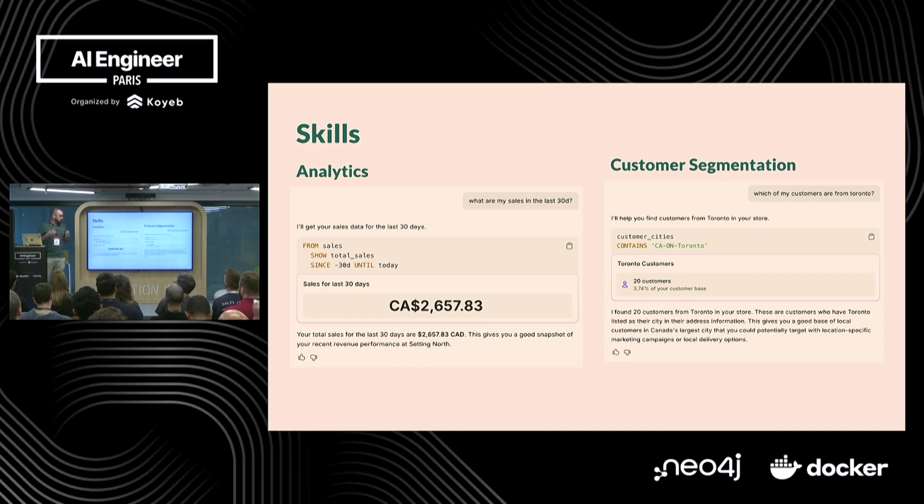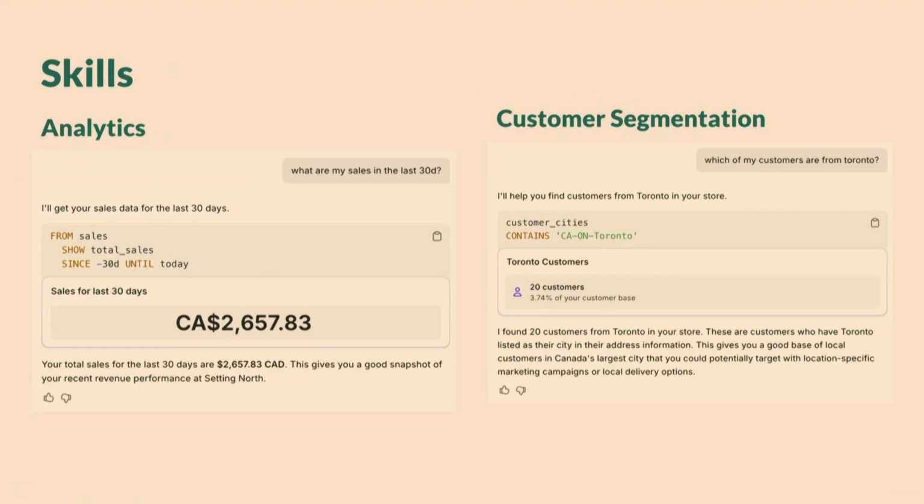But yes, these are some of the tools. One of the most important ones that we are seeing is analytics, which helps merchants understand their operating picture of their business. For instance, how much did they sell in the last 30 days? But we can do more complex stuff like complex funnel analysis, and also customer segmentation.